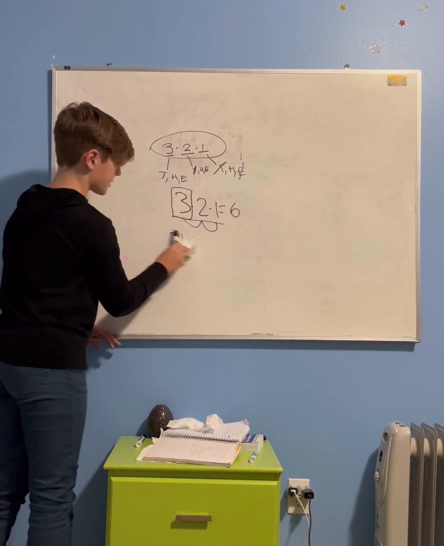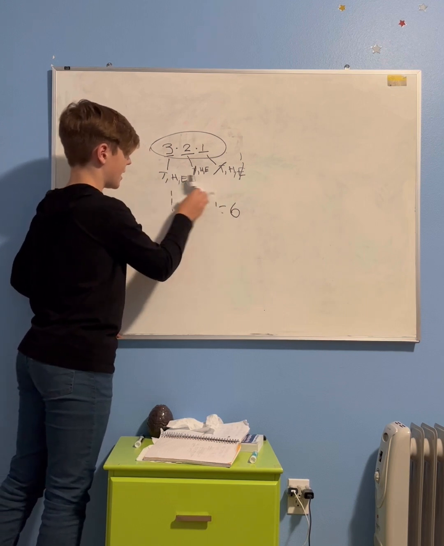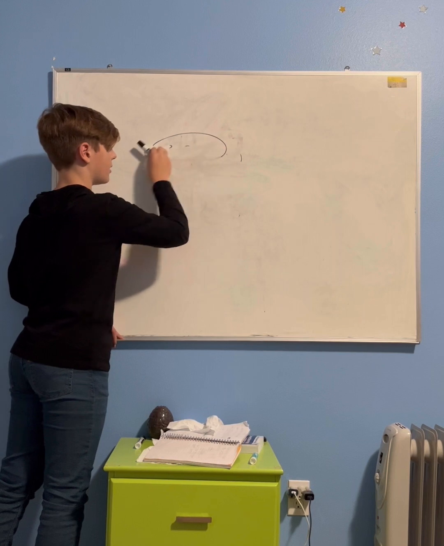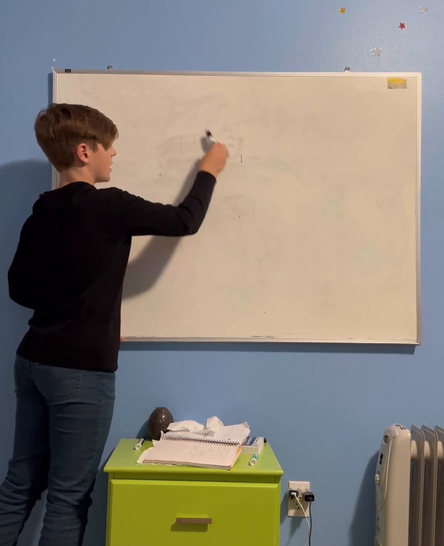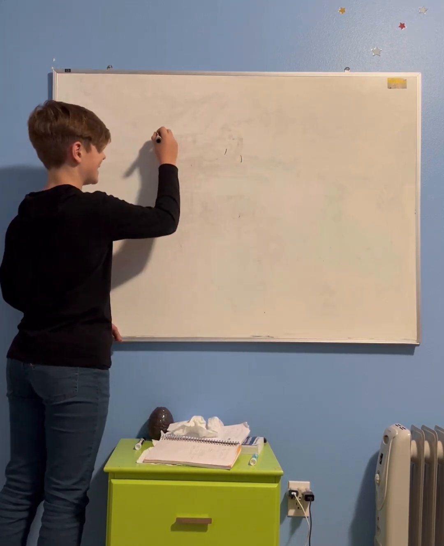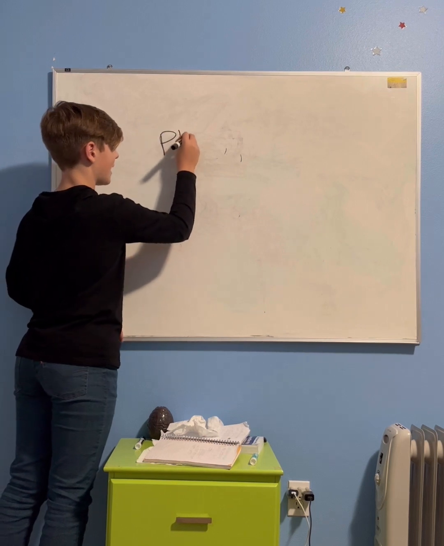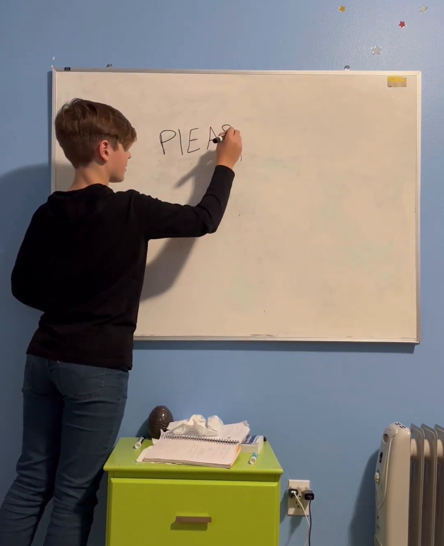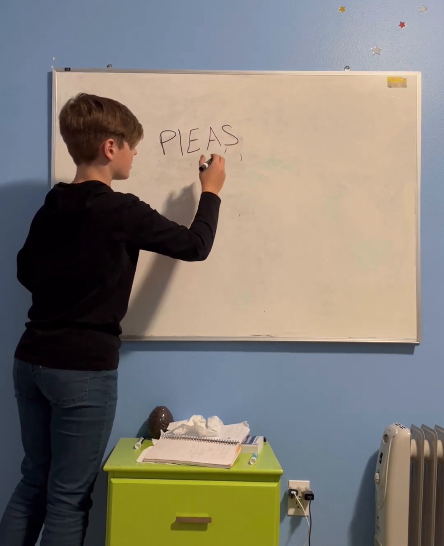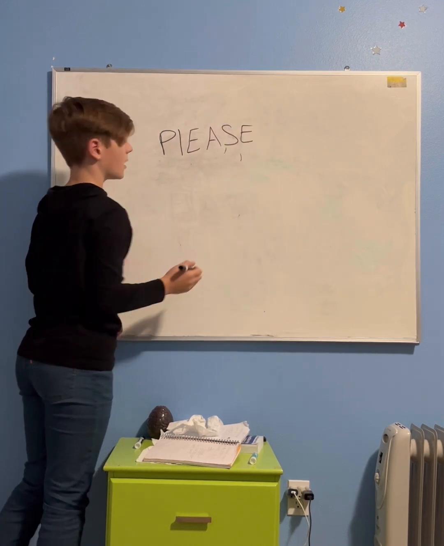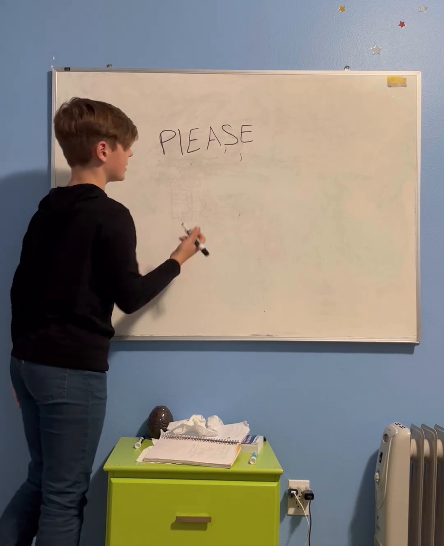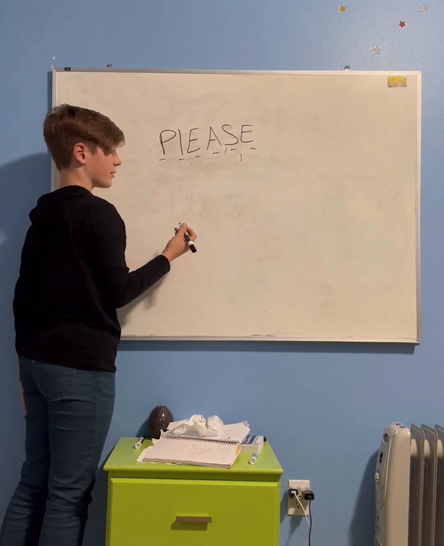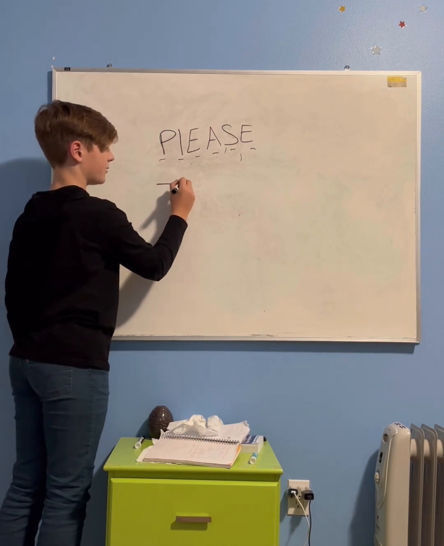Now we can look at a second problem that is more confusing, where casework is a lot harder to apply. Let's think of the word "please" as an example. P-L-E-A-S-E. Please. Yes. Please is how many letters? 1, 2, 3, 4, 5, 6. 6 letters. So we'll draw 6 underlines for this one.